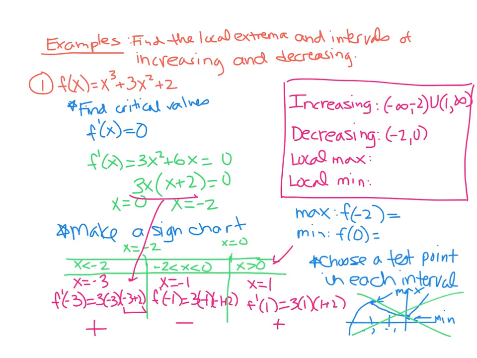Okay, so the last thing I'm going to do now is to find my max and min. I am going to substitute -2 back into my original function, and I do the same with 0. With -2, I end up getting 6, and with 0, I end up getting 2. So don't forget that your maximum and minimum are the y values, not the x values.